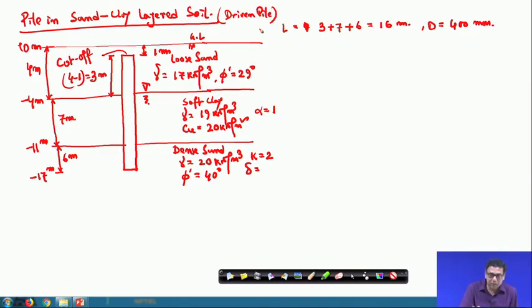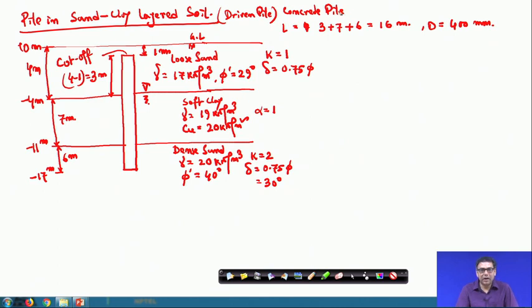The previous problem was also a driven pile. So, all the problems that I have solved till now are all driven piles. Okay. And the delta value for the concrete is 0.75 phi, which is equal to 30 degree. For the loose soil K value will be 1, and the delta is again for a concrete pile, so 0.75 into phi. All the piles I am solving are driven piles and concrete piles. So, 0.75 times 29 will be equal to 21.75 degree. So, now I will calculate the value.